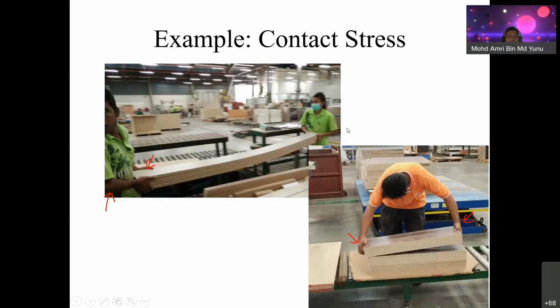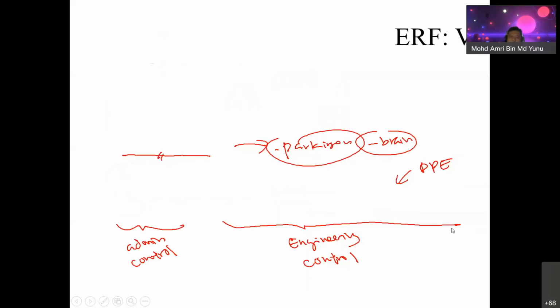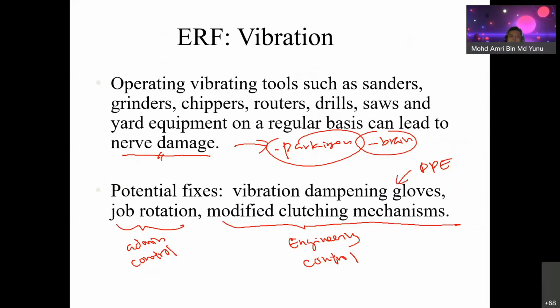This is another example of contact stress, where you see the weight of the plank on the surface of the hand. Similarly, and then vibration. Okay, vibration also.